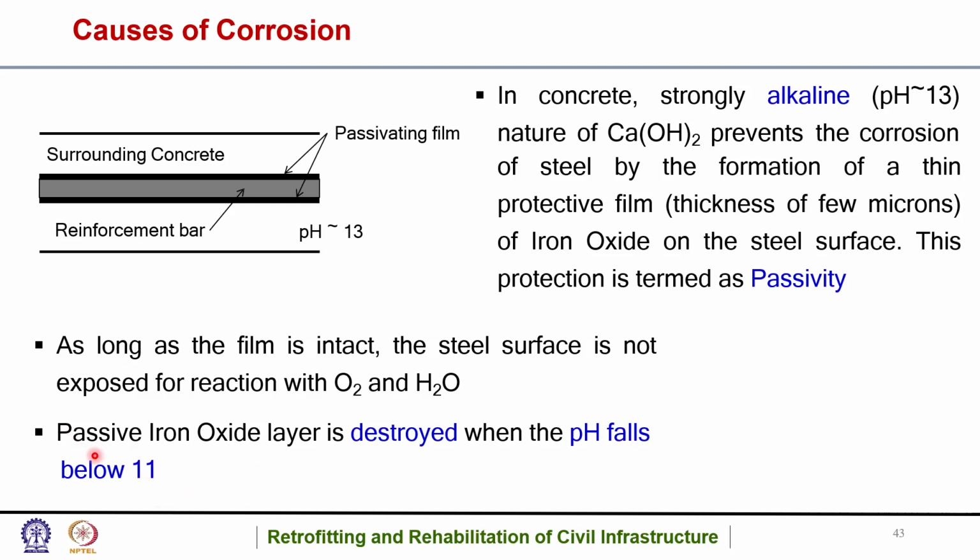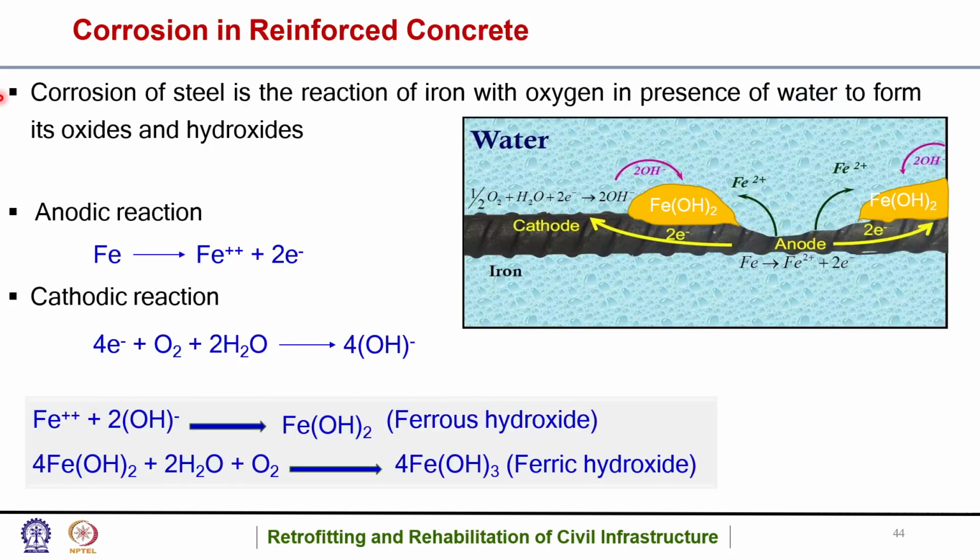However, as I told you, it is yet to be scientifically proven, but at any pH of less than 11 or 10, the passive iron oxide layer is destroyed. Any value less than 11, 10 or 9, the iron oxide layer is destroyed, and then the corrosion process starts. The fundamental corrosion reaction: the corrosion of steel is the reaction of iron with oxygen in the presence of water to form its oxides and hydroxides. The formation of oxides and hydroxides is nothing but the corrosion.